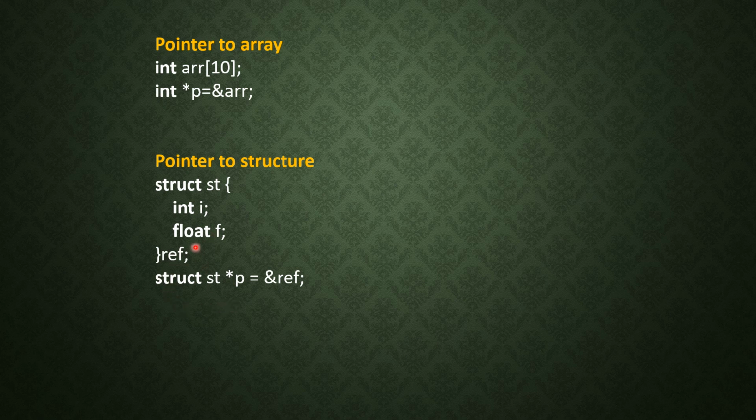So now this ref, okay, I'm going to take this as a variable of this structure, and that address you have to assign for the pointer. So now p is going to hold the address of the structure. So its data type should be what? Structure, right? So struct st star p. Now for the p you have to assign the address. So ampersand ref. So now its address will be given to the pointer p.